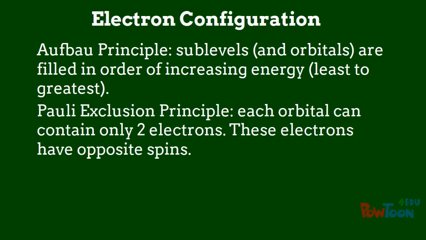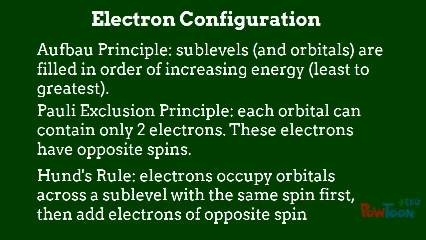Next is the Pauli exclusion principle. This principle states that each orbital can only hold 2 electrons, and those electrons will have opposite spins. When drawing an orbital diagram, the electrons are represented by arrows, and their orientation, up or down, represents the spin. More on this in a minute.